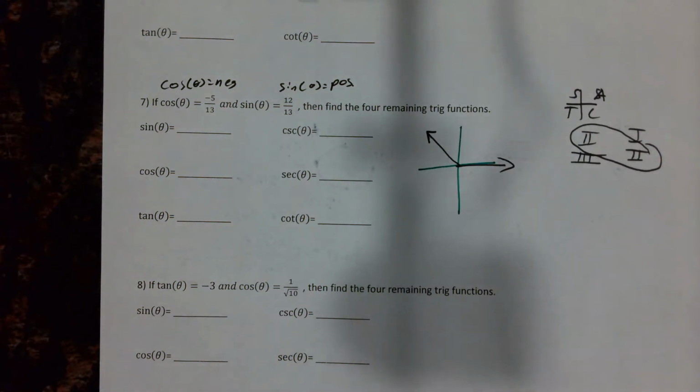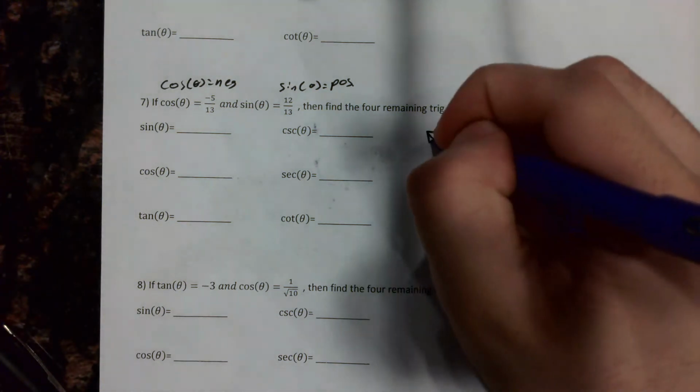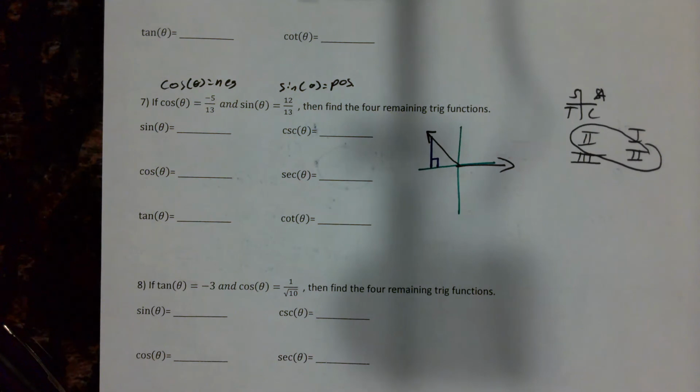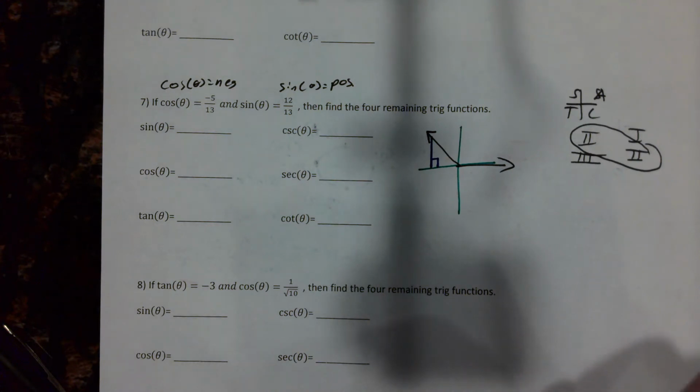All right? Now, from there, I'm going to do what I always do. I'm going to draw my triangle down. So I'm going to draw my triangle to the x-axis. And that's going to make my right angle. From there I need to find, as always, the side lengths.